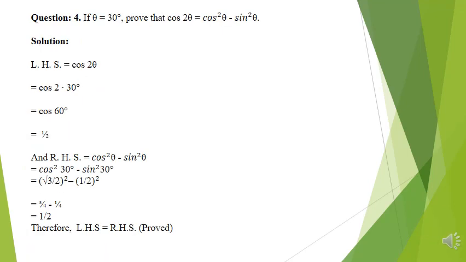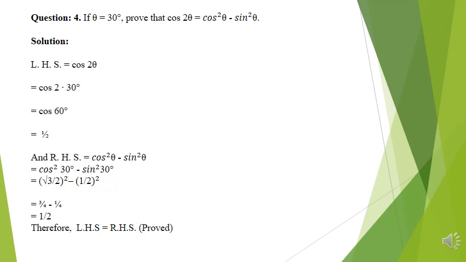Students, this is another solved example of trigonometric ratios, for theta equal to 30 degree. Here we have to prove that cos 2 theta is equal to cos square theta minus sin square theta. As we already saw in the previous example, we have to take any one side first of all. So we prove the left hand side, that is cos 2 theta. Here theta is given as 30 degree. After putting the value of theta, instead of theta we put 30, so we get cos 60 degree, and we know cos 60 is equal to 1 by 2.